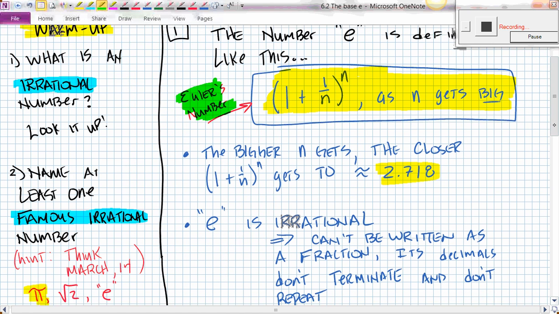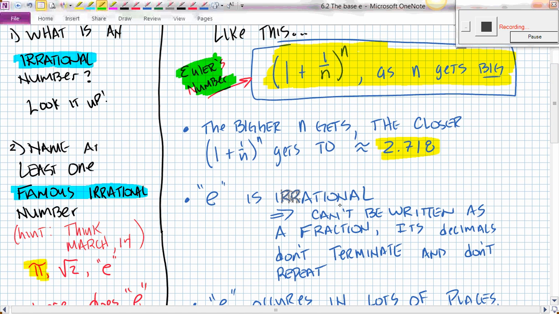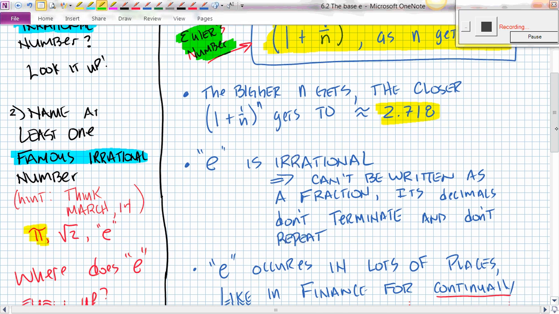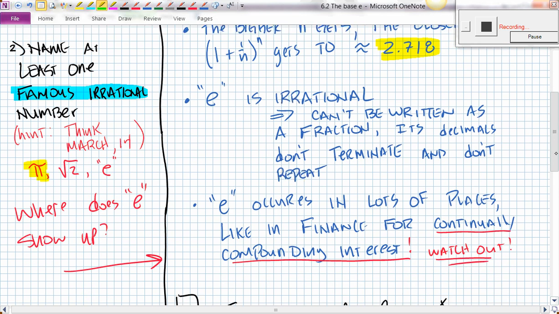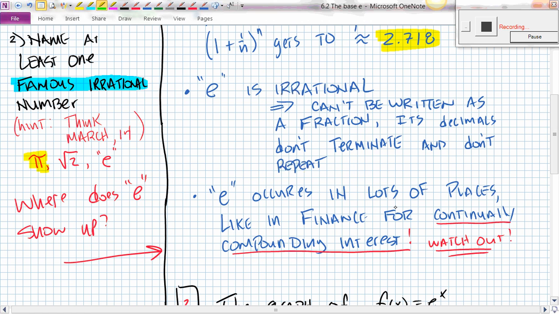A couple other things to note here. e is an irrational number, which means that it cannot be written as a simple fraction. Its decimals don't terminate and they don't repeat. So that's basically the definition of an irrational number, if you didn't get a chance to look it up earlier. e occurs in a lot of places, such as finding finances for continually compounded interest. So watch out, that's some scary stuff there. So a little question on the side for you is, where does e show up?